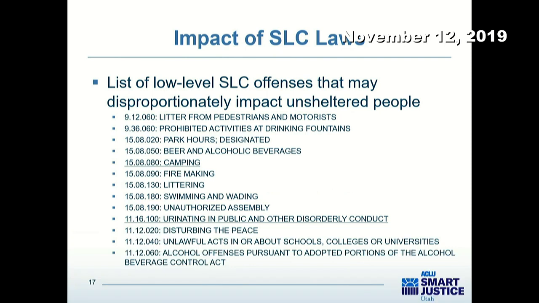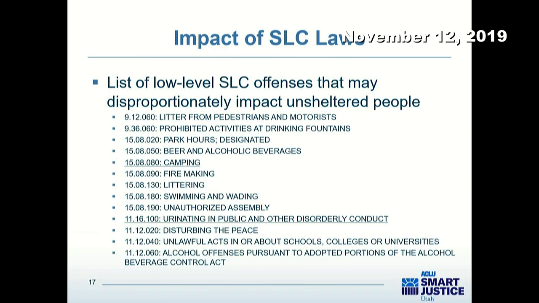This isn't exhaustive, but I put together a list of offenses that may disproportionately impact unsheltered people. This is just Salt Lake City. This isn't the state or county ordinances. And so I underlined some that are pretty common. You might see some camping ordinances.